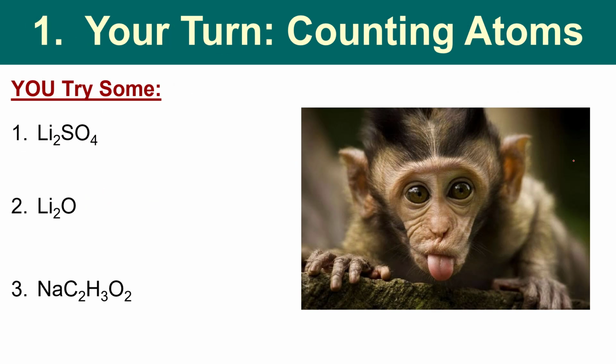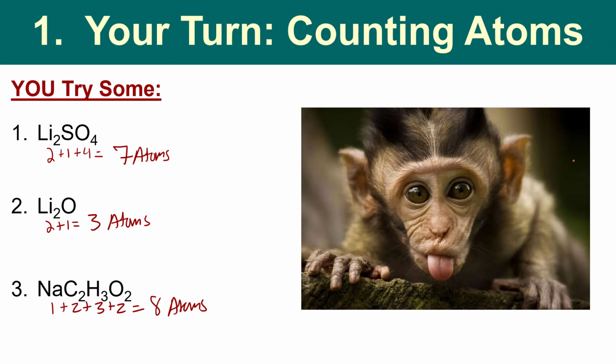To do so, pause the video now and then total up the sum of the atoms in these 3 compounds. Then unpause the video when you are ready for the answer and see how you did. Okay, if you did this correctly, we should have gotten 7, 3, and 8 atoms respectively. If you did anything wrong, make sure you go back, rewind the video, and figure out where you may have erred. And then once you're ready to move on, let's hit the next topic.